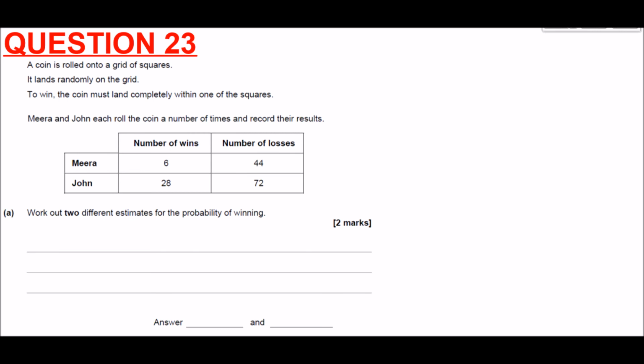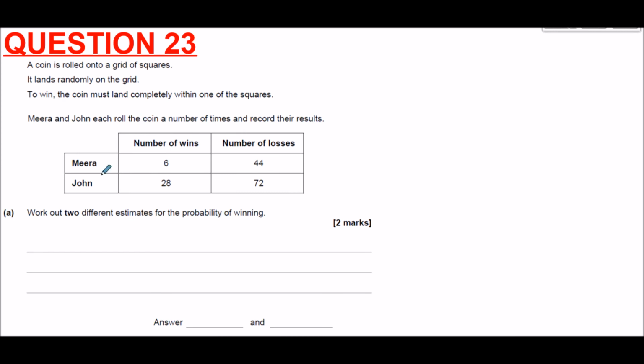Question 23. A coin is rolled onto a grid of squares. It lands randomly on the grid. To win, the coin must land completely within one of the squares. So Mira and John are playing this game. It says work out 2 different estimates for probability of winning. What we can do to estimate probability is use the actual data we've got.